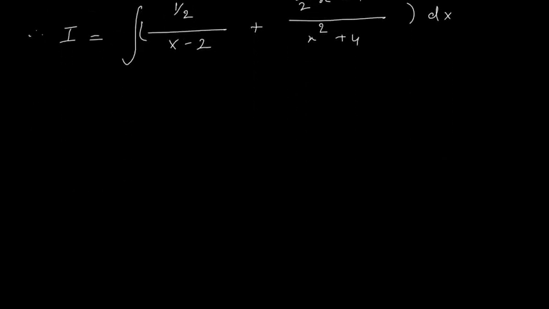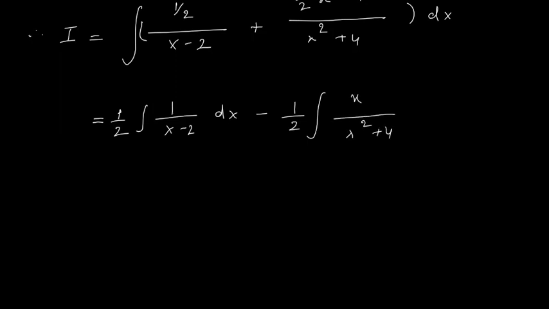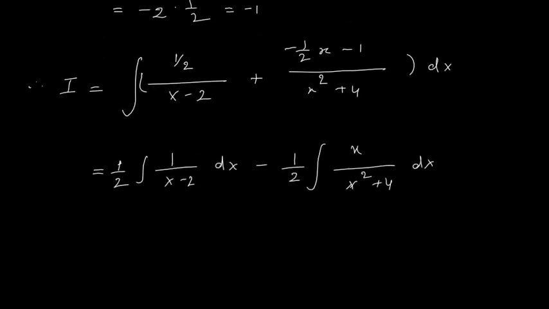So here we will get, I will write this as 1 by 2 integration of 1 upon x minus 2 dx, minus 1 upon 2 integration of x divided by x square plus 4 dx, and the third term I have minus integration of 1 upon x square plus 4 dx. Okay, so the integration of 1 upon x minus 2 is log of x minus 2.